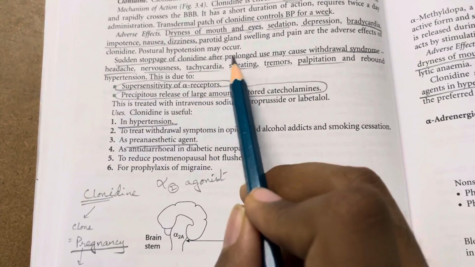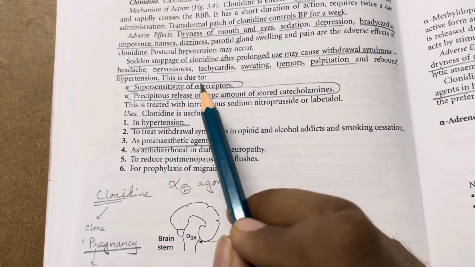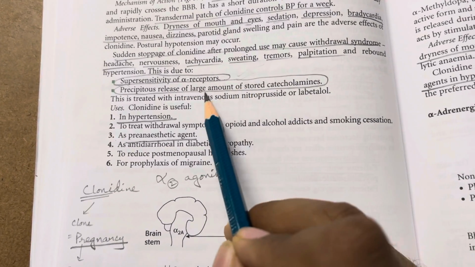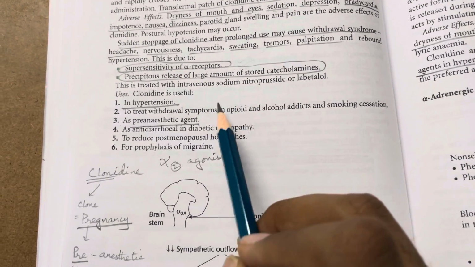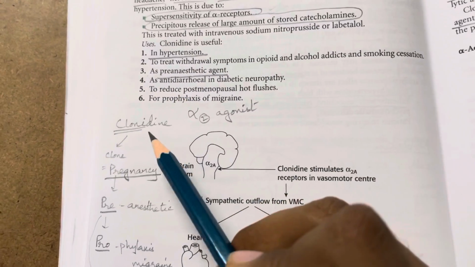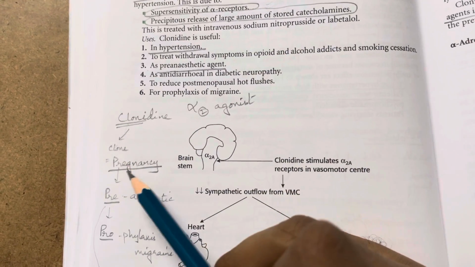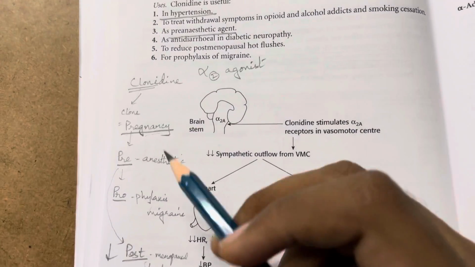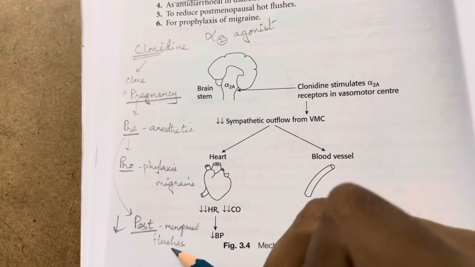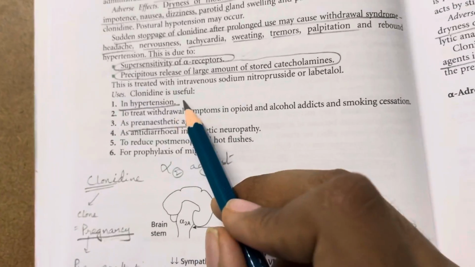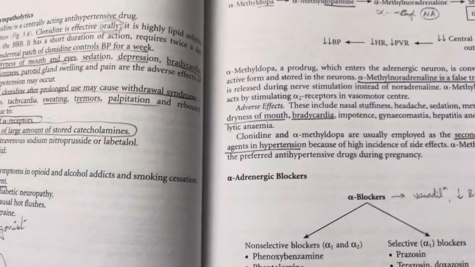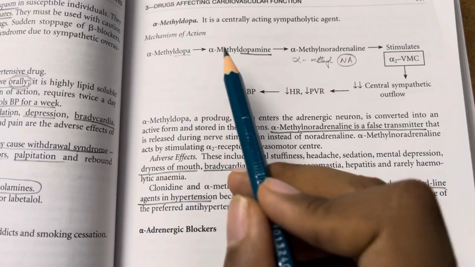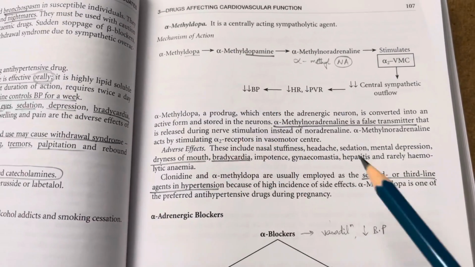Next, sudden stoppage causes clonidine withdrawal symptoms. This is due to supersensitivity of receptors and the previous release of a large amount of stored catecholamines. Clonidine is useful in pregnancy. Then P for pre-anesthetic and P for prophylaxis of migraine, and it also decreases postmenopausal flushes. It is also used in hypertension. Clonidine is a prodrug. Next, alpha methyldopa acts similarly.